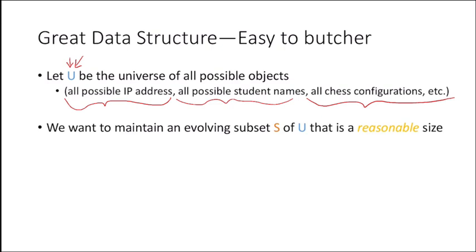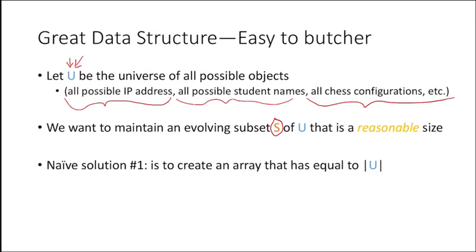What we really care about, though, is some subset, S, of the universe. So I don't care about all IP addresses. I just want to store some subset that's a reasonable size. So thousands, hundreds of thousands, millions, but not all. So I want to store some subset of the entire universe of data.